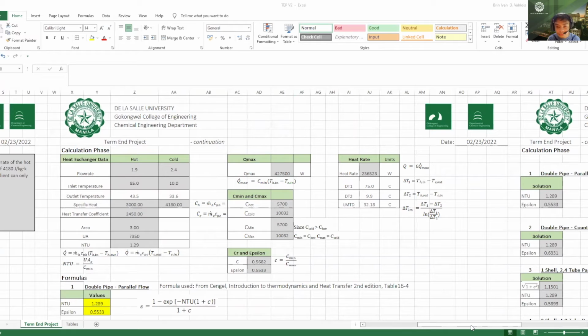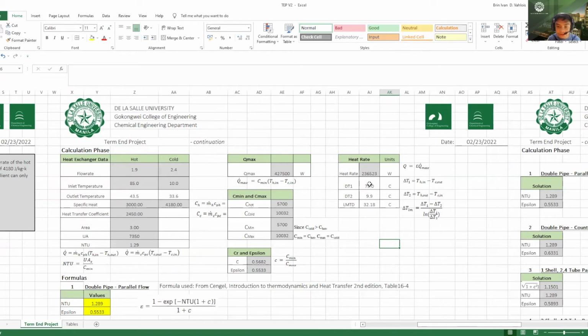Okay. So once we get the value of Qmax, we can now solve for the actual heat rate, Q. The actual heat rate can be computed by multiplying epsilon and Qmax. Once we multiply that, we can find the value of the heat rate, which is 236,523.